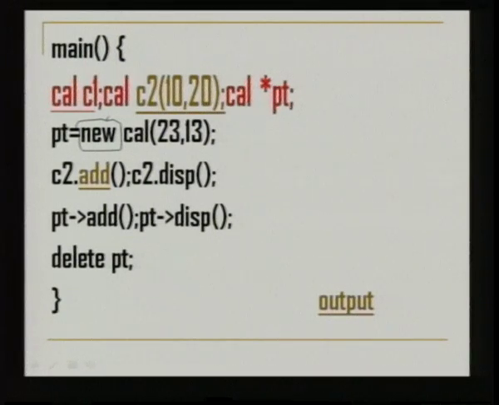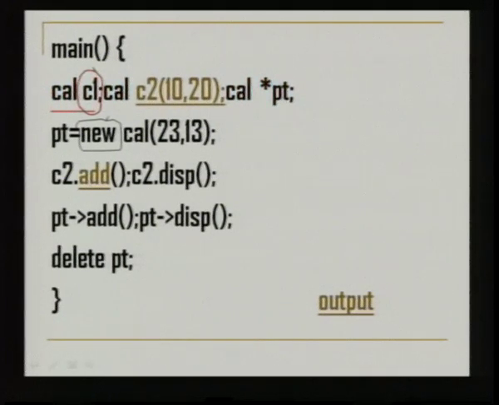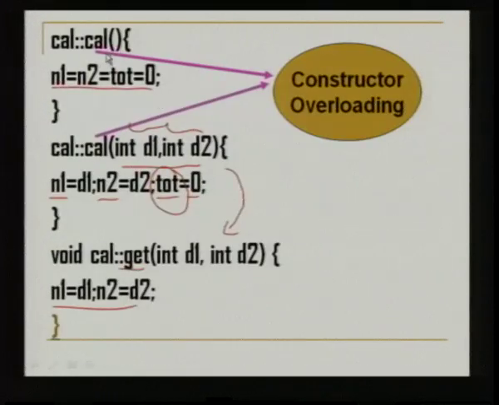Now, there are two constructors in this program. Which constructor function will be called? Now, the compiler will next see the parameters of the constructor. One constructor is not having any arguments, the other constructor is having two arguments. So, when the first object C1 is created, the compiler identifies that it is not carrying any arguments. So, immediately the compiler will move to the constructor function with no argument. So, it will initialize the values of n1, n2 and TOT to 0.